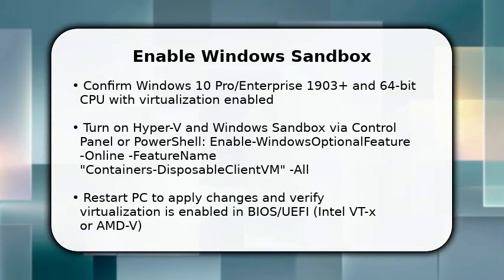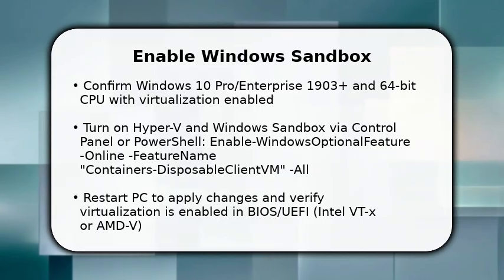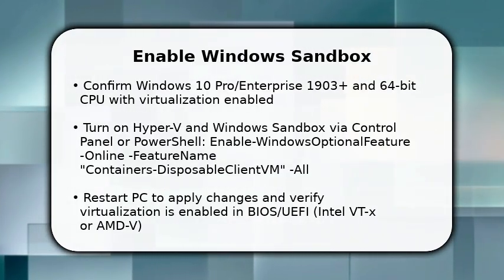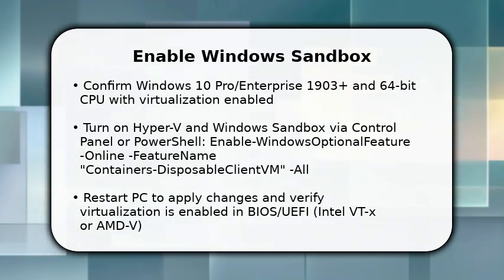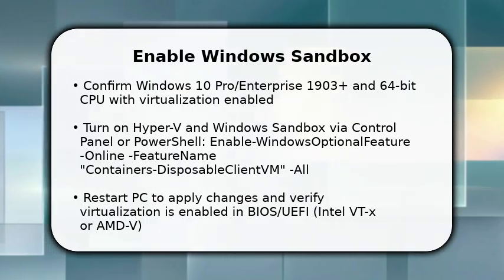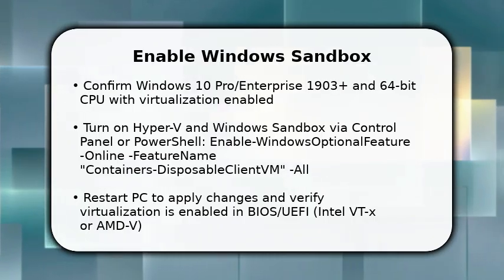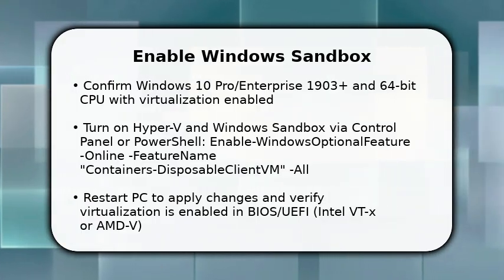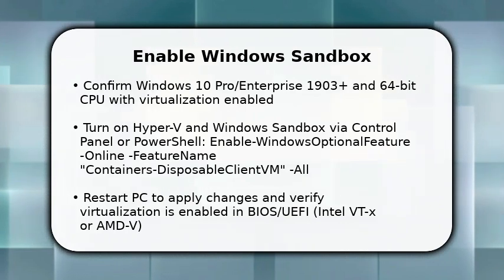Enjoy the video. You start by turning features on so the environment exists. Enable Hyper-V and Windows Sandbox through Control Panel, Programs, Turn Windows features on or off, or run the PowerShell command shown. Once done, restart the PC to load those components. Make sure your system is Windows 10 Pro or Enterprise Build 1903 or later, and that virtualization support, Intel VT-x or AMD, is enabled in BIOS/UEFI. Without it, the sandbox cannot run.